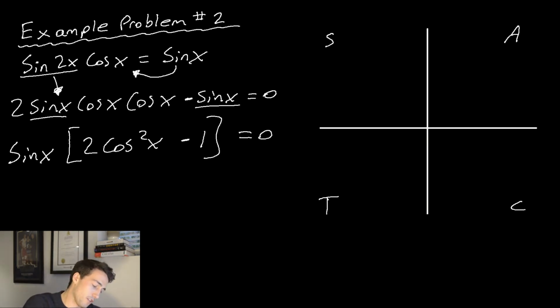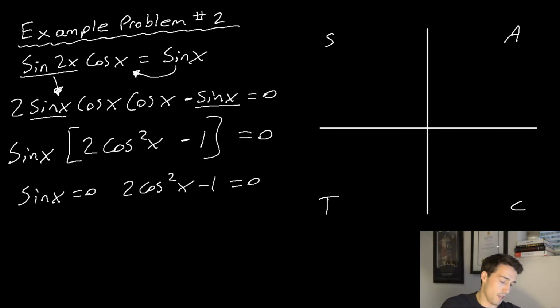So one of the values is going to be sine of x is equal to 0, and the other one is 2 cos squared of x minus 1 is equal to 0. This one's pretty much solved, but let's simplify this side a little bit more. So this is going to be cos squared x is equal to 1 over 2. I just moved the 1 over and divided by 2.